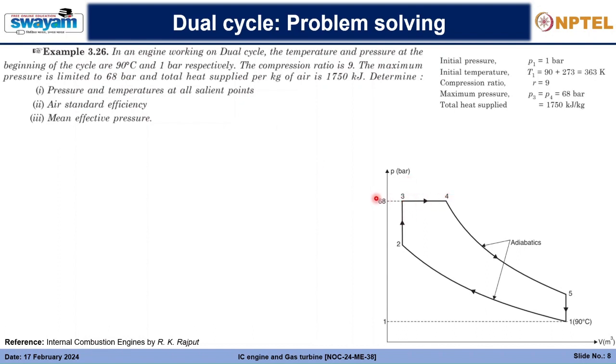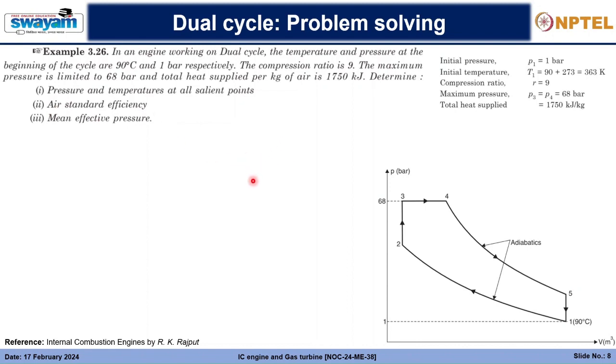So at points 3 and 4, the pressure is 68 bar, and the total heat supplied per kg is 1750 kilojoule. So that is 1750 kilojoule per kg, and the heat added in the dual cycle is at constant volume, 2 to 3, and constant pressure, 3 to 4 process. These are the processes where the heat is added, and the net heat added in total is 1750 kilojoule. Then the heat is rejected by 5 to 1, and that we will have to see later when we need to find the air standard efficiency.